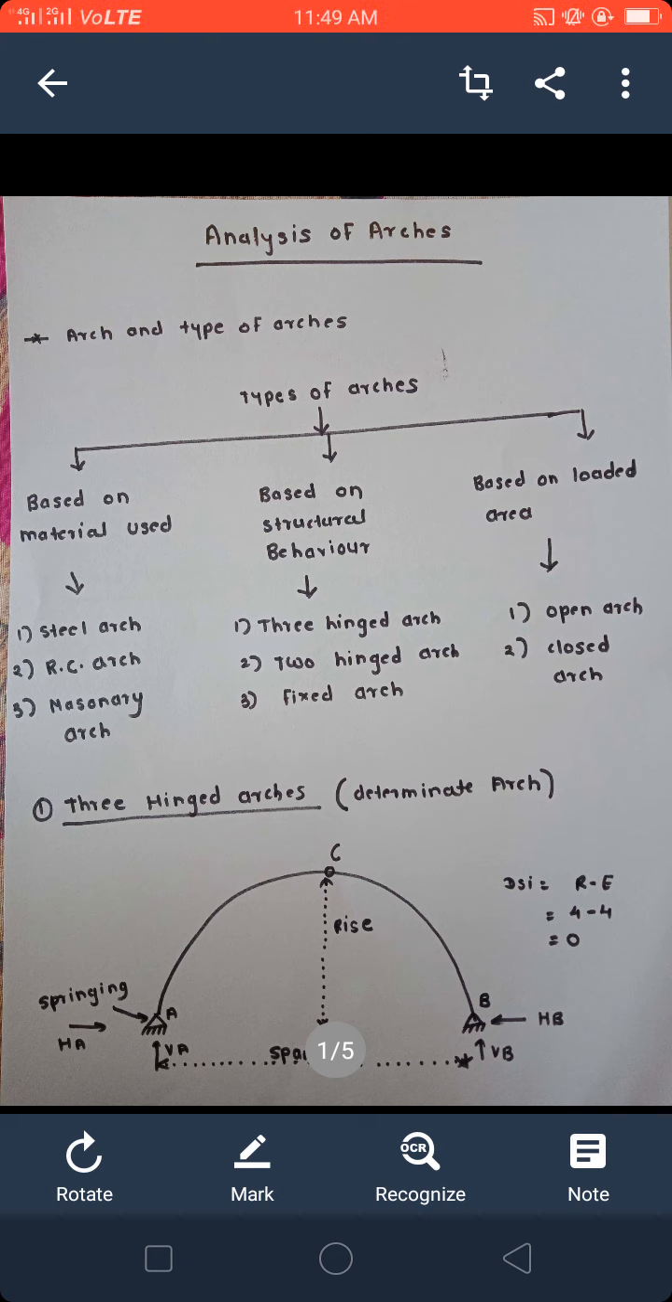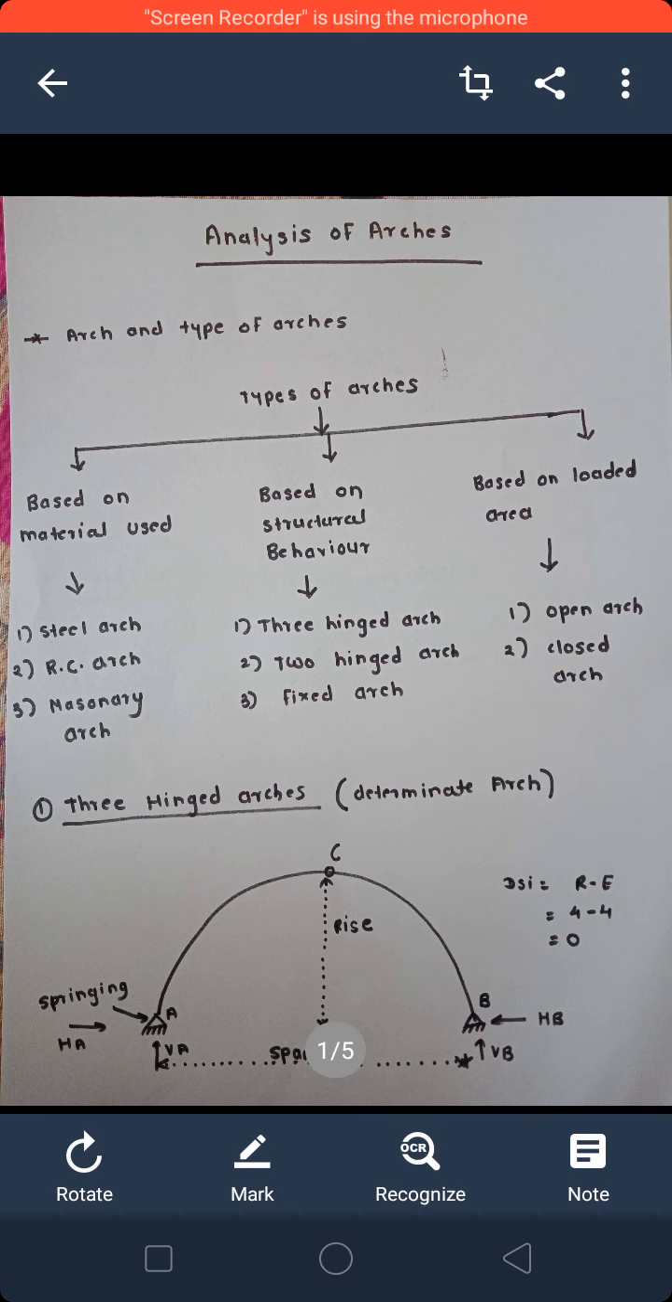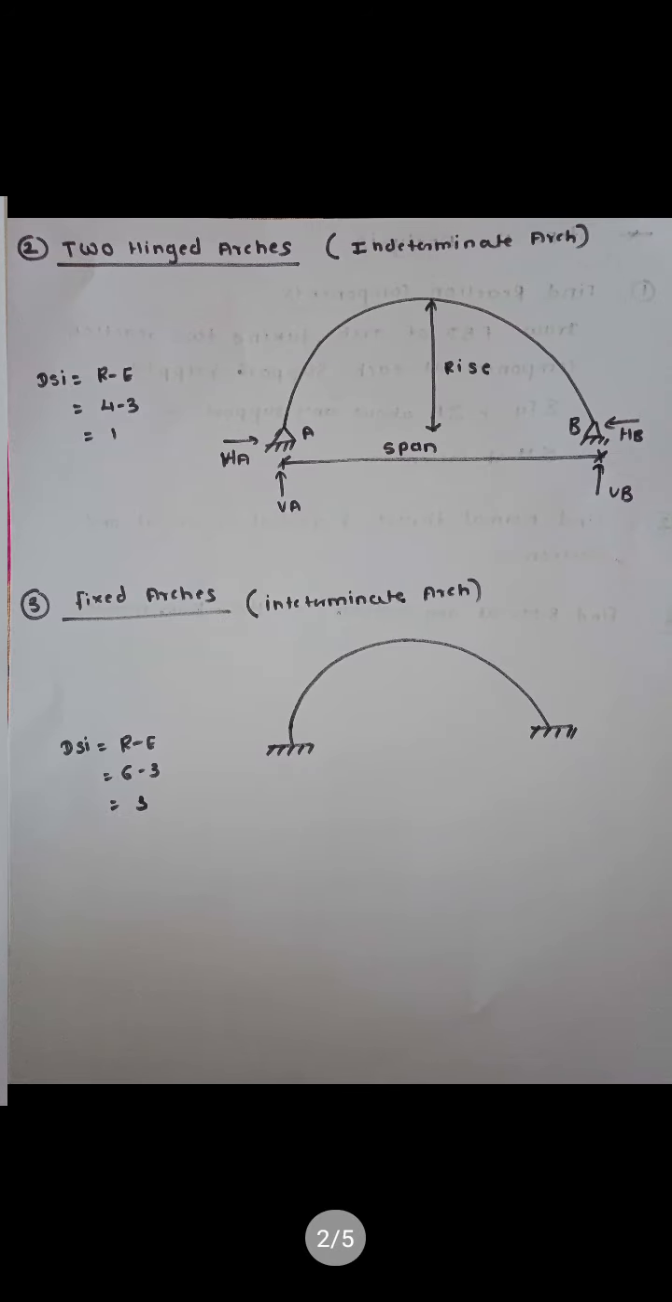So in today's lecture we are going to focus on the category which is based on structural behavior. Into this we are going to study 3-hinge arches. A 3-hinge arch is also known as a determinate arch. It is a statically determinate structure. There are 4 unknown reactions, 3 equations of equilibrium and 1 extra condition of equilibrium, that is moment at crown, that is moment at the internal hinge. So the degree of static indeterminacy of a 3-hinge arch is 0. Hence it is called a determinate arch.